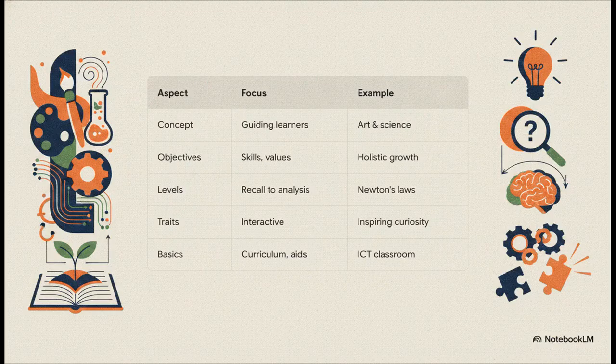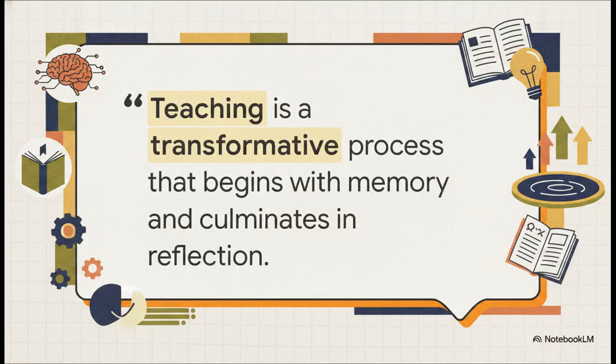This brings everything we've unpacked today beautifully together. We've got the concept of blending art and science, the objectives that push toward holistic growth, the 3 levels, climbing from memory to reflection, the dynamic characteristics, and the foundational requirements. It's a highly structured, systematic process, but when all these pieces align perfectly, man, something incredible happens. The source material actually distills this entire framework down to one really powerful thought. Teaching is a transformational process that begins with memory, matures through understanding, and culminates in reflection.